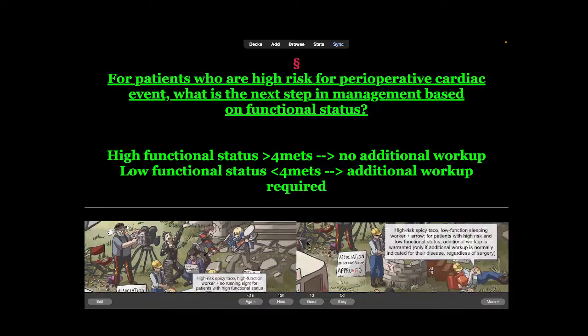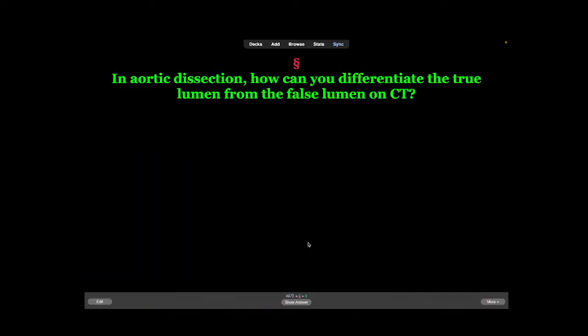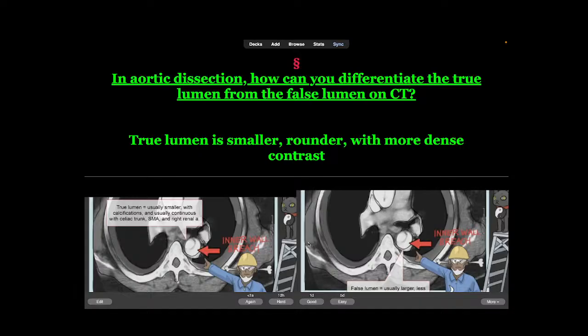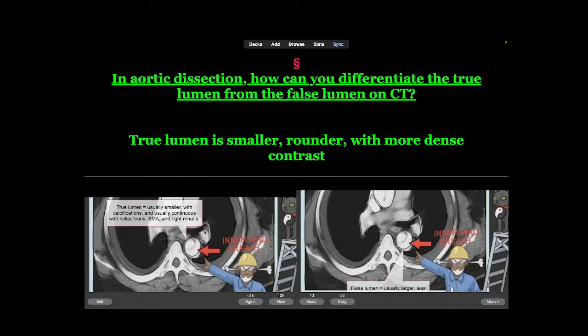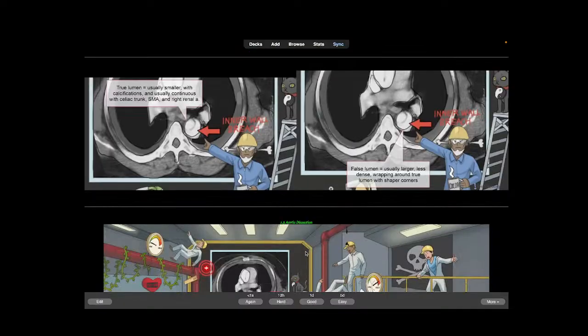And then in aortic dissection, how can you differentiate the true lumen from the false lumen on CT? I don't know. The true lumen is smaller, rounder, with more dense contrast. Oh, you're talking about aortic dissection. You have this kind of weird false and true lumen thing.